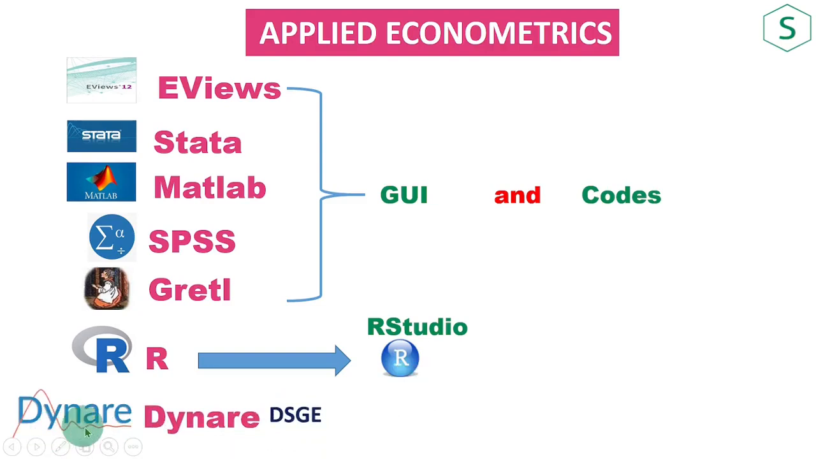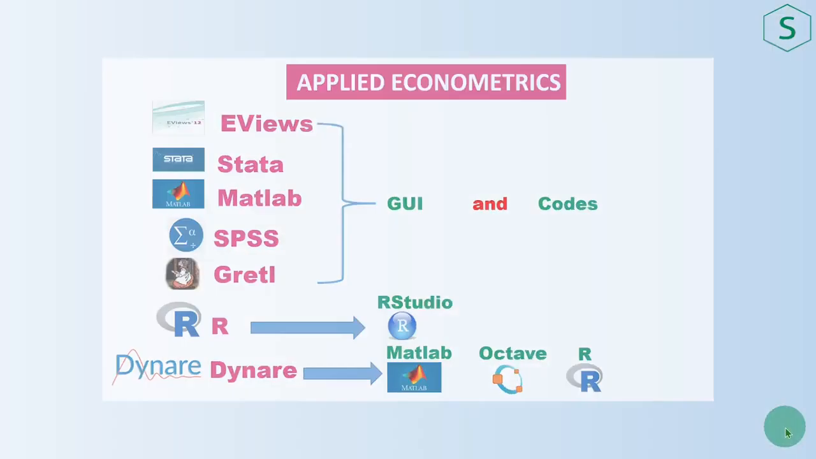Dynare is another important software which is used for dynamic stochastic general equilibrium modeling, which is in short called DSGE. You can estimate a DSGE model using either the Dynare standalone or along with Matlab, Octave, or R.